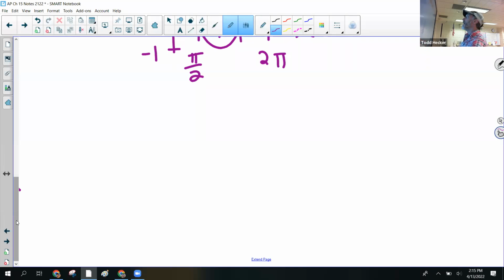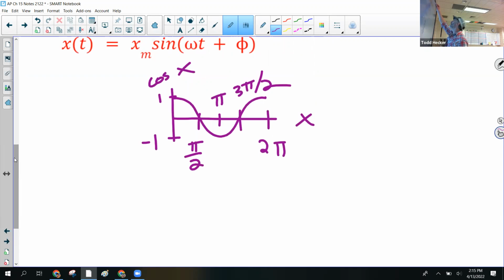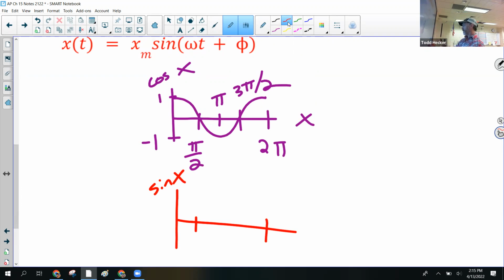And then the sine graph looks like this, with the same scale. Sine starts at 0. It also oscillates between 1 and -1, and so it's going to go up and down like that.